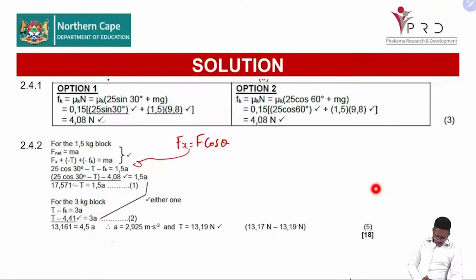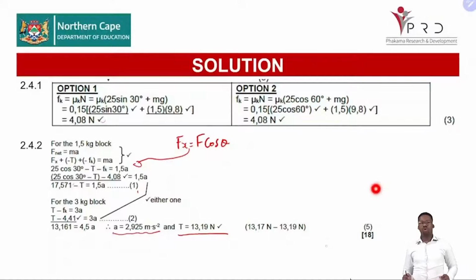Then you can substitute equation 1 in equation 2, solve for acceleration and get 2,925 meters per second squared. Then what do you do once you have acceleration? You substitute that acceleration in one of the equations, either in equation 1 or in equation 2, and solve for tension, and you'll get 13,19 newtons. There is a range. We accept 13,17 newtons to 13,19 newtons.